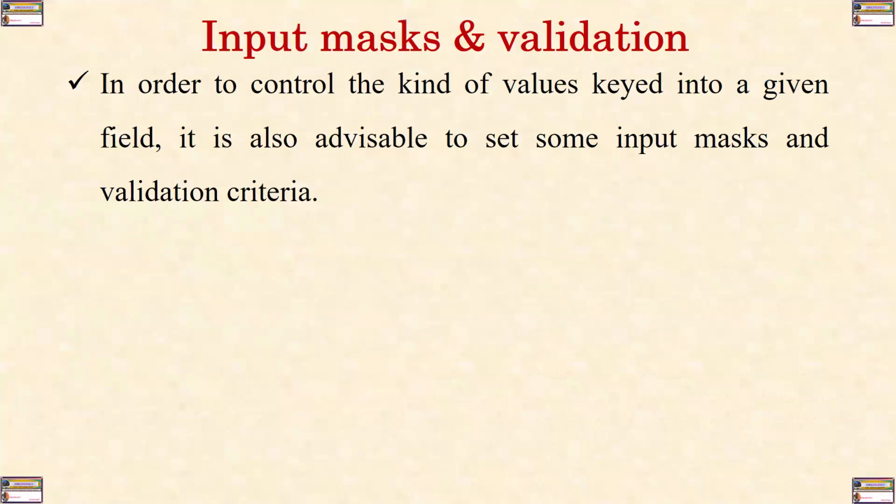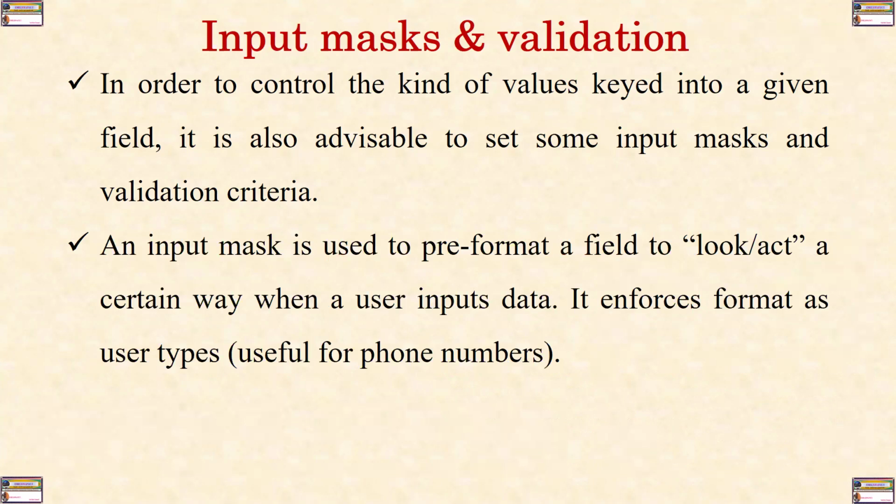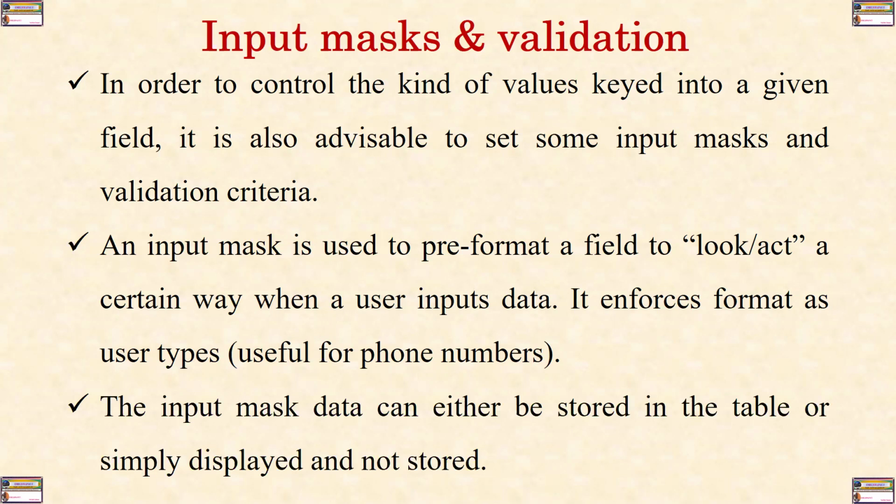In order to control the kind of values that are keyed into a given field, it is always advisable to set some input masks and validation criteria. An input mask is used to pre-format a field to look or act in a certain way when a user inputs data. It enforces the format as the user types, for example, when you are entering phone numbers and other special types of data. The input mask data can either be stored in a table or simply displayed and not stored.